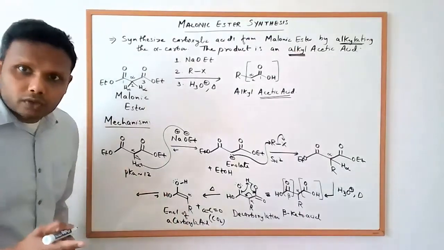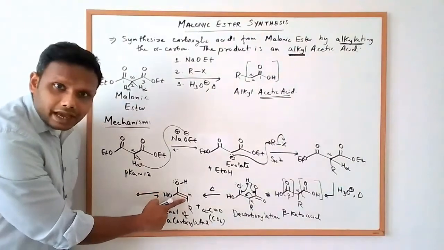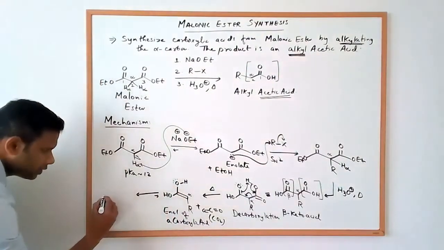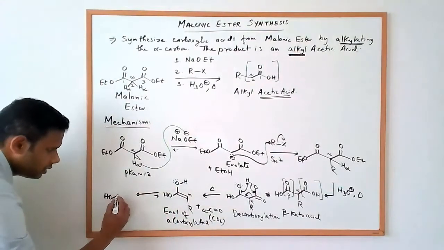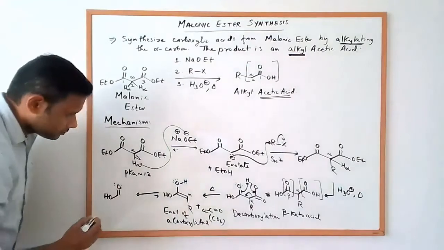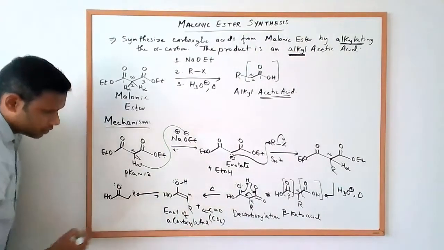And remember, with tautomerization, what happens is the hydrogen here ends up on the alpha carbon. The double bond comes between the carbon and the oxygen. So what we're going to get is a carbon-oxygen double bond, 2 lone pairs here. And we will have the R group here.